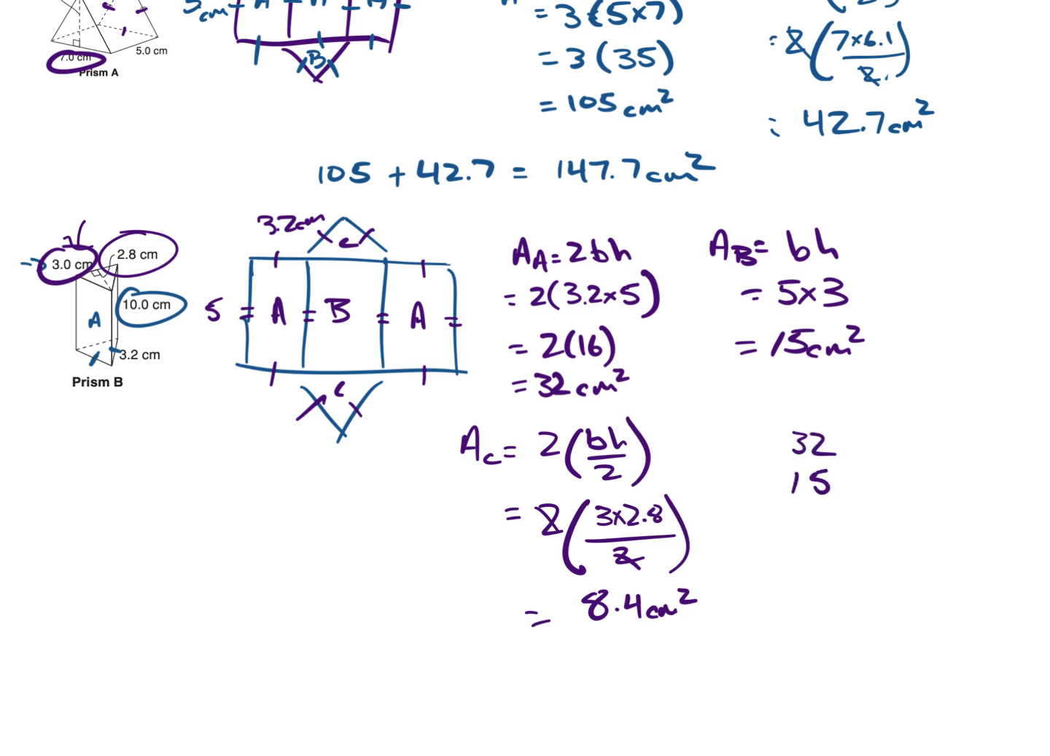32, 15, and 8.4. I'm going to add these point zeros just so they look a little bit better. 4, add my decimal, 15, and 55.4 centimeters squared.